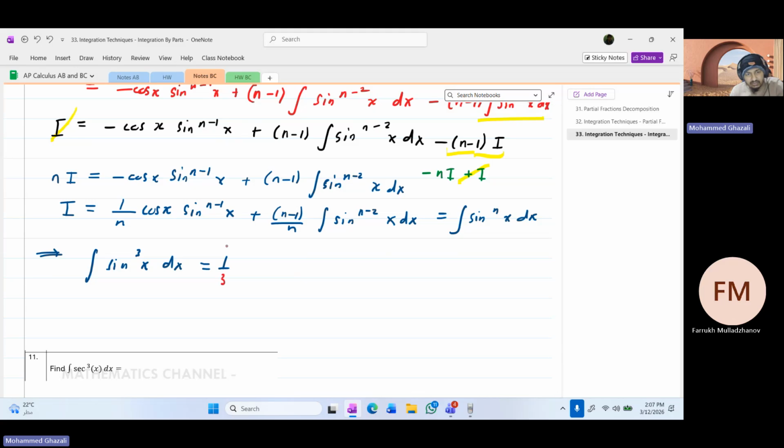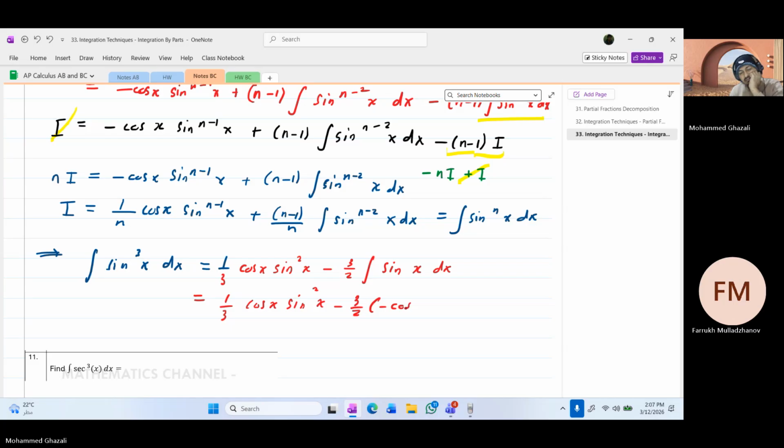So that's 1 over 3 cos x sine squared x, because n minus 1 is 2, and n is 3. Subtract 3 over 2 integral of sine^(3-2), which is just sine x. And problem solved, because now we can integrate this. That's 1 over 3 cos x sine squared x minus 3 over 2 times the integral of sine, which is negative cos, right? And that's my answer.